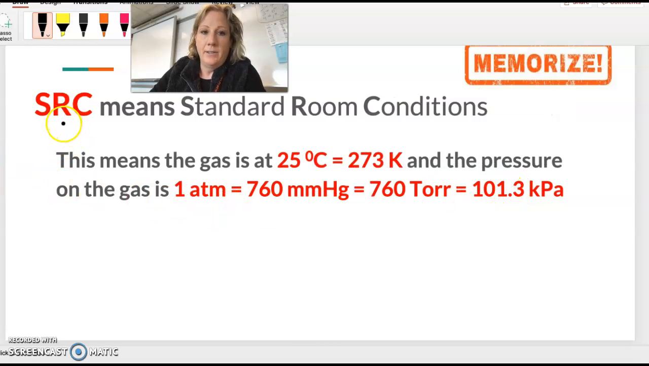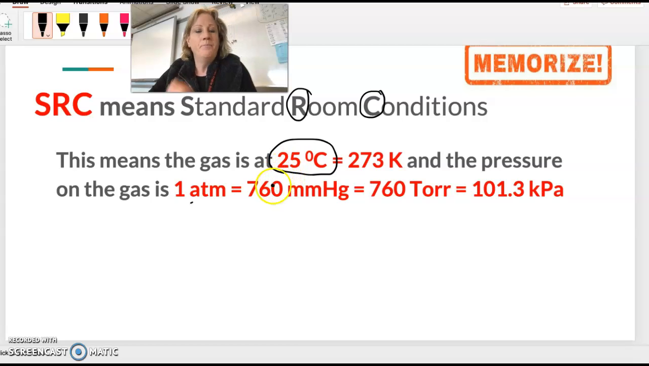There's also something called SRC. This one's a little bit more reasonable room temperature. This is standard room conditions. The pressures are the same as STP, but the temperature now is a nice 25 degrees Celsius, which is about 75 or 70-ish Fahrenheit. Sometimes we'll have a question in a calculation where I may say I have a gas at SRC. Then you would assume I'm talking about 273 Kelvin and 1 atm for the pressure.